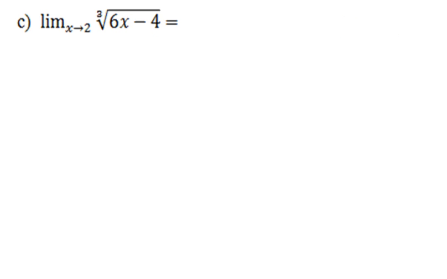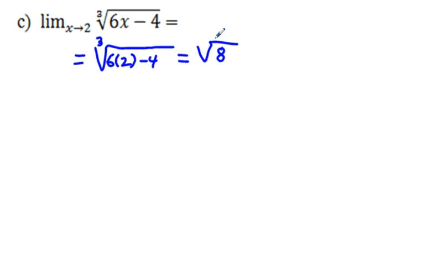Next, C, the limit as x approaches 2 of the cube root of quantity 6x minus 4. We're just going to plug in 2. So we'll say equals the cube root of 6 times 2 for x, minus 4. Well, we're going to have 12 minus 4, which is the cube root of 8. And we should know that the cube root of 8 is 2. So 2 is our correct answer. We'll put it over here as well.